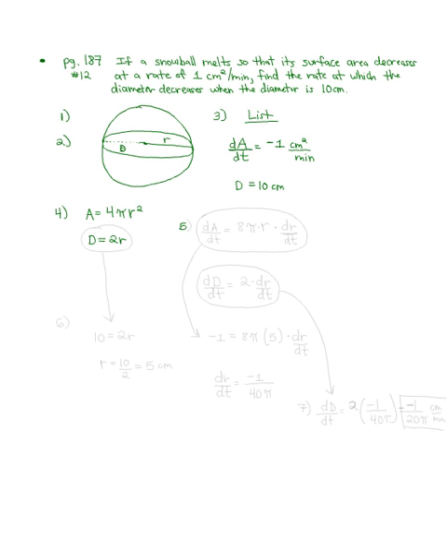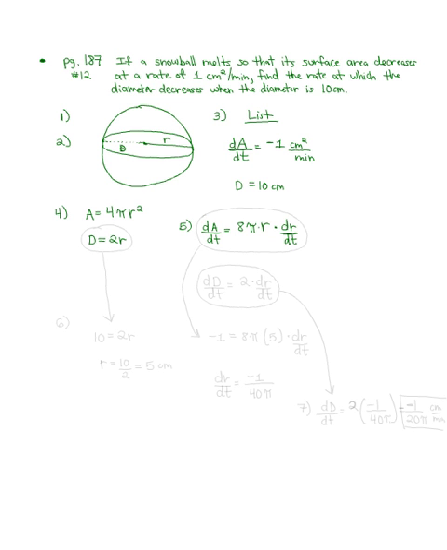So we're ready to go to step number 5, and we differentiate with respect to time. So we're going to find dA over dt, and using the power rule here, we multiply 4 times 2 to give us 8 pi times r, and then the chain rule says we need to multiply it by the derivative of r with respect to t. So that's the derivative of the first area equation.